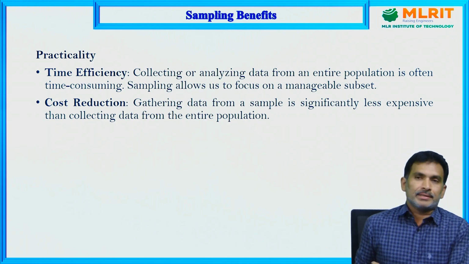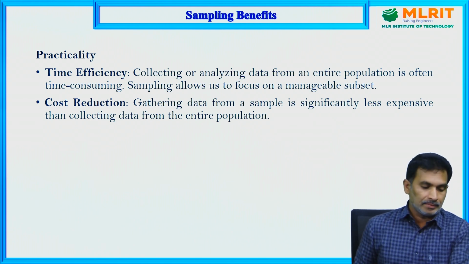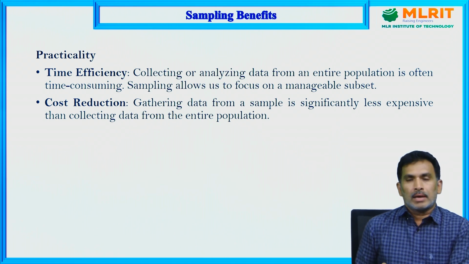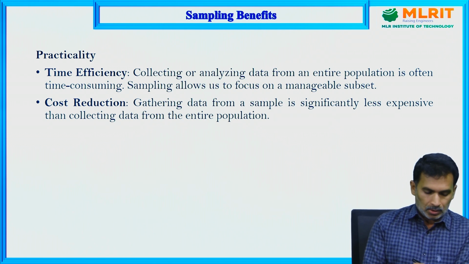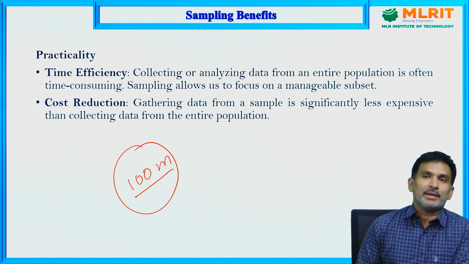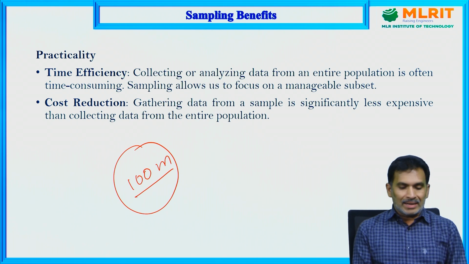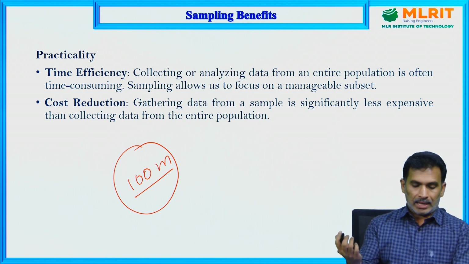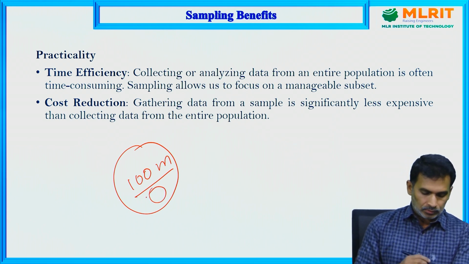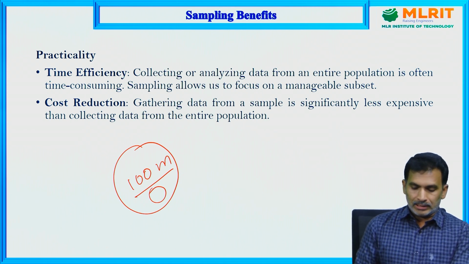So what are the benefits of sampling? There are various benefits of sampling, mainly practicality and time efficiency, because as we discussed in the very beginning, if the population size is very high, like let us say some 100 million population, it would be very difficult to collect the data from this 100 million population. Collecting and analyzing the data from the entire population is often time consuming. So in sampling, we select a subset, and that should be more representative so that we could easily manage.